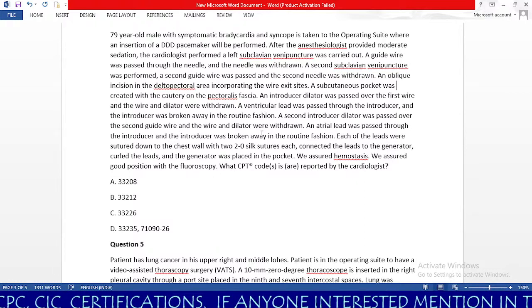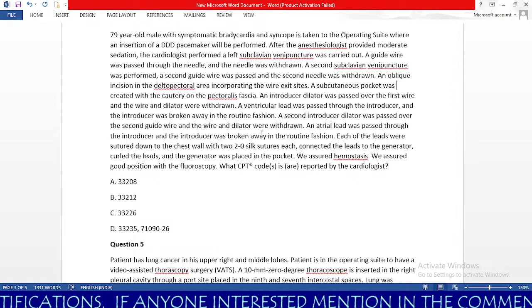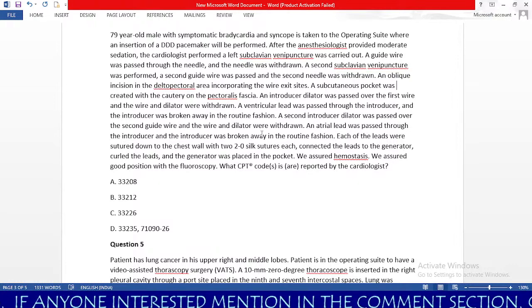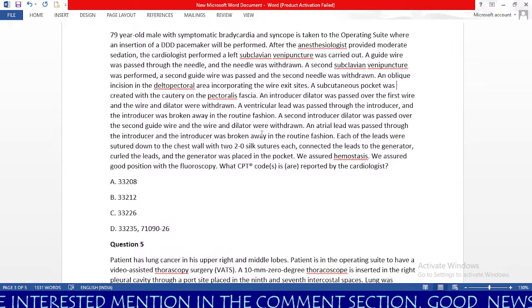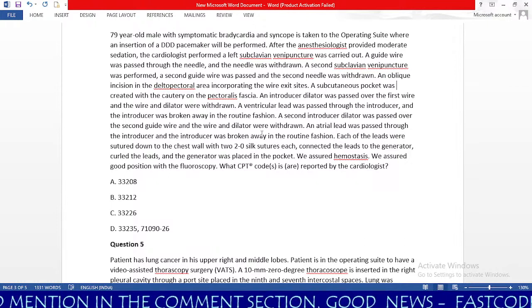So here 33208 is the correct answer. Why? Here the physician has done the lead procedure in the atrium and ventricle. So A is the correct answer. We will check B. Why B is incorrect.